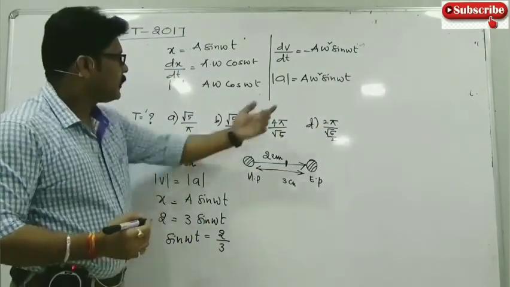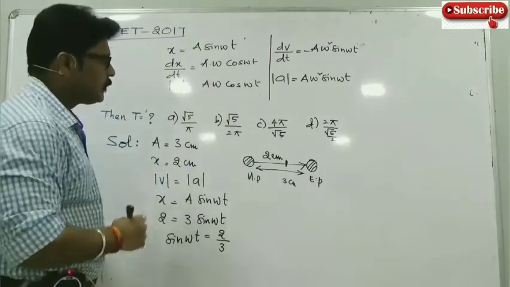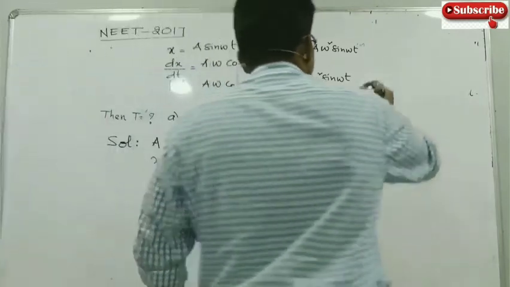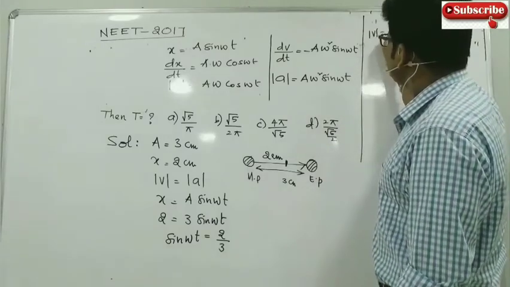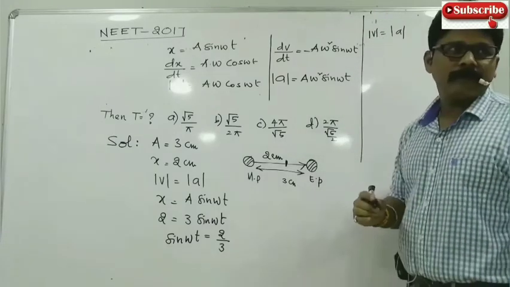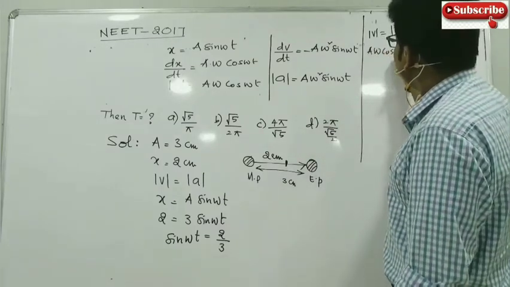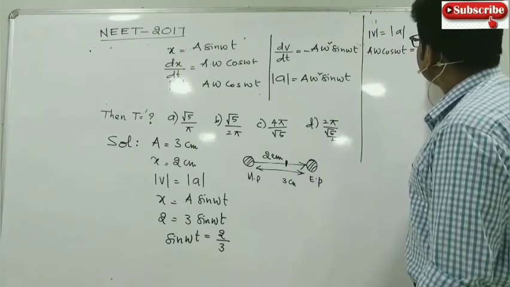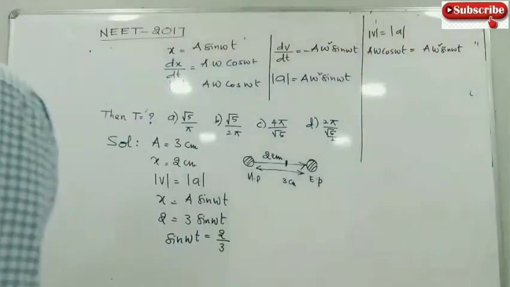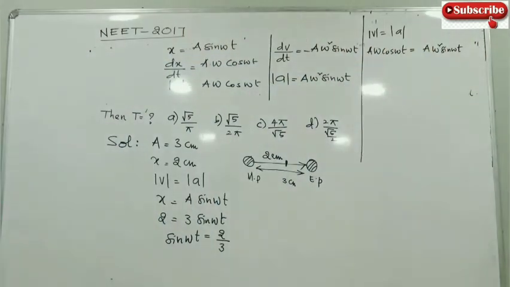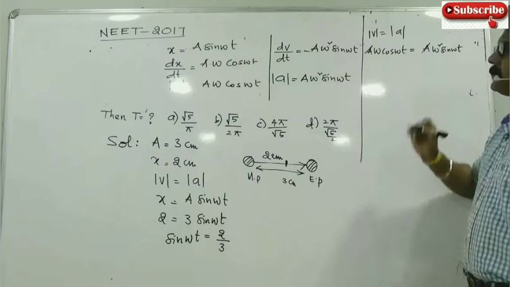Right. Both are equal, so let's try to equate both the things. Velocity should equal acceleration in magnitude. Then a omega cos omega t equals a omega square sin omega t. Am I right? So we are equating both the equations. Now here a will get cancelled.